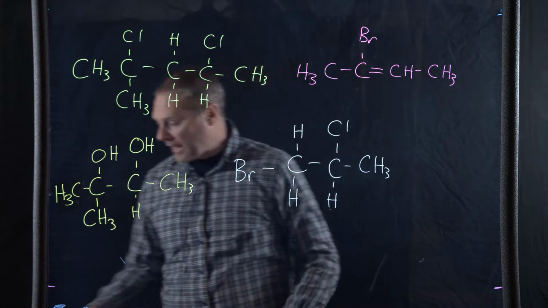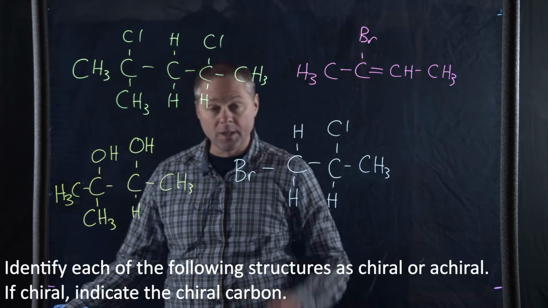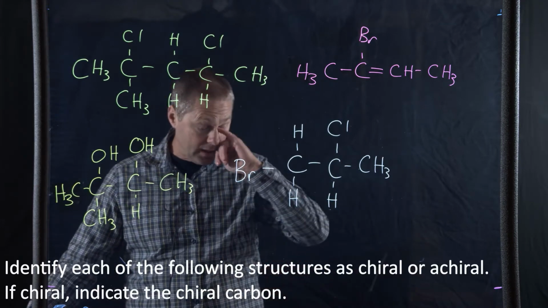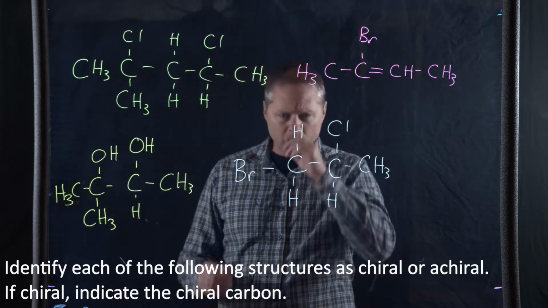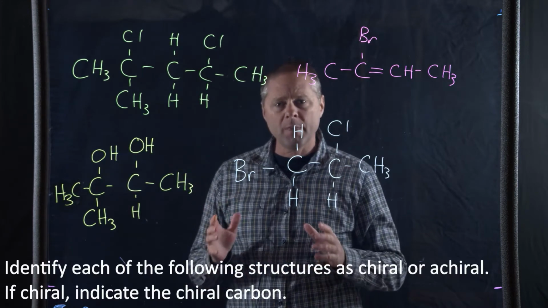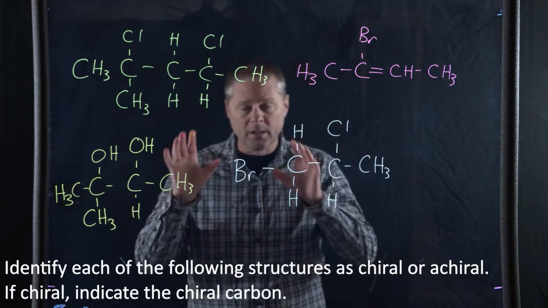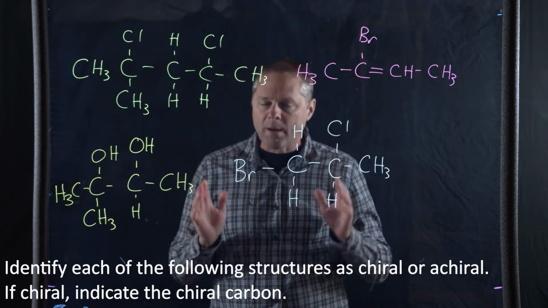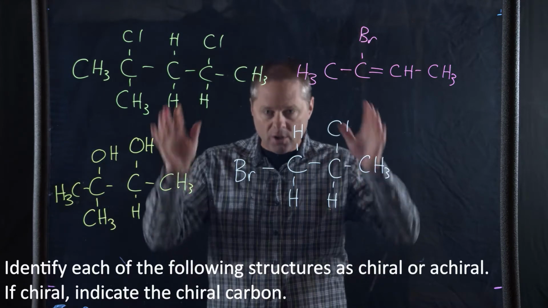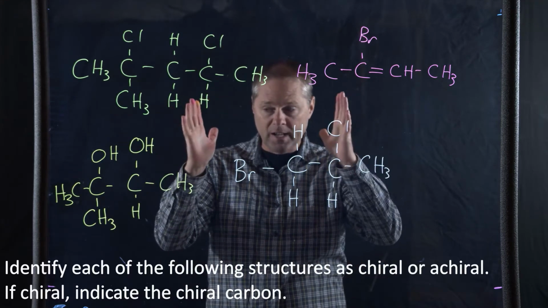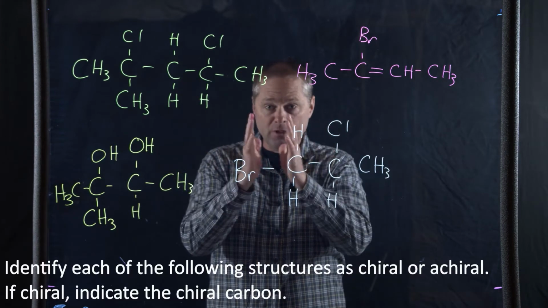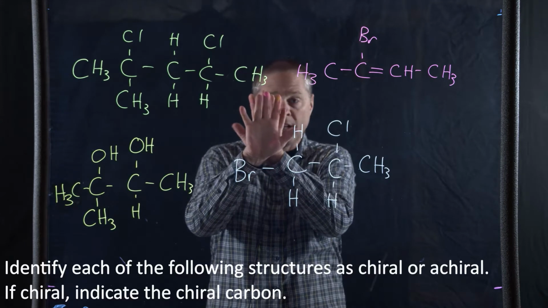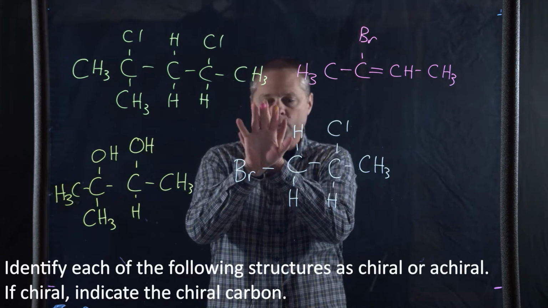Now in this question, what it asks for is to identify each of the following structures as either chiral or achiral, and if it's chiral, indicate what the chiral carbon is. Now remember, chiral is where a particular carbon will have a mirror image, and that mirror image will not be superimposable on itself. So for instance, you look at your hands, right? You take your left hand and your right hand. They are mirror images of one another, but if you try to superimpose them, they're not. The thumbs do not line up. The thumbs actually line up with the pinkies, right?